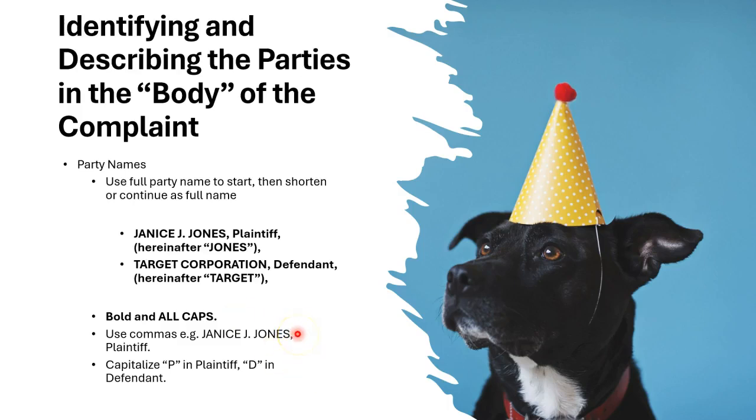Anytime you use a person's name, you want to include their designation. So Janice Jones, comma, it's important, comma, and as I've already pointed out now twice, capitalized plaintiff. We call that initial caps. So the initial letter of the word is capitalized, P in plaintiff, D in defendant.